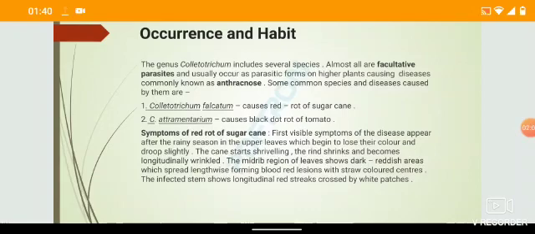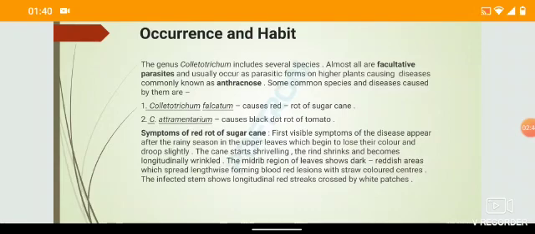Colletotrichum falcatum causes red rot of sugarcane. Colletotrichum atramentarium causes black dot rot of tomato. Colletotrichum corchorum causes anthracnose of jute. Colletotrichum graminicola causes red leaf spot of jowar. Colletotrichum indicum causes anthracnose of cotton.